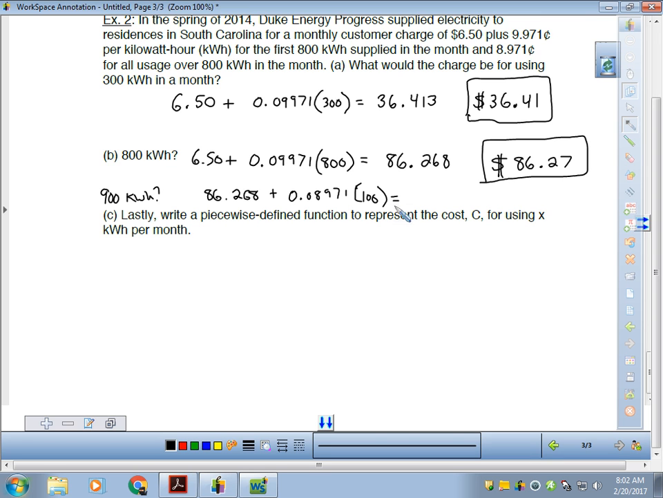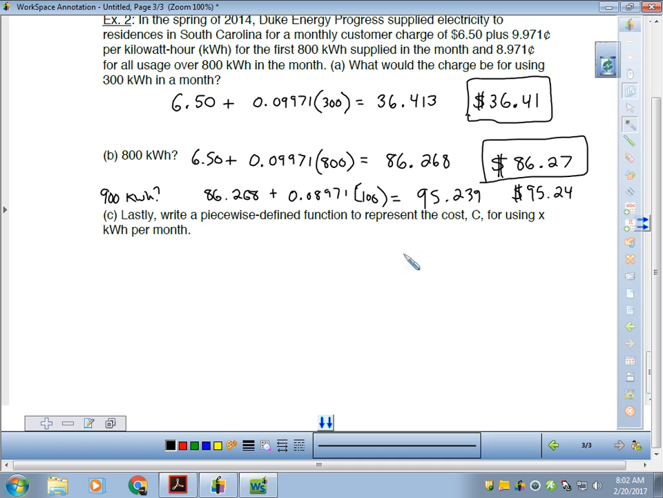I'm typing in my calculator now. And so we would get 95.239 or $95.24. Now, notice we took what we had already paid for the 800, and then we just added into it how much we were over. We were 100 over. This is how much we get charged for each one we are over. That gives us our total. Now, I'm pointing that out because that will make Part C a little easier.